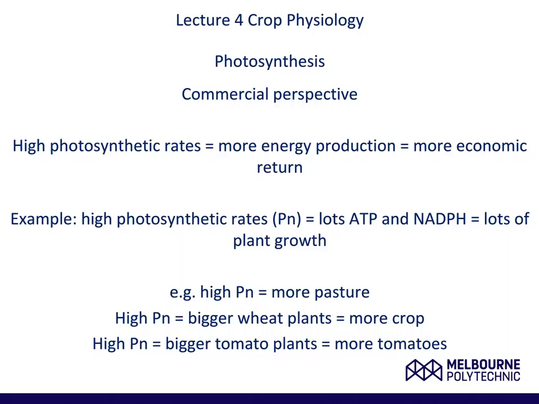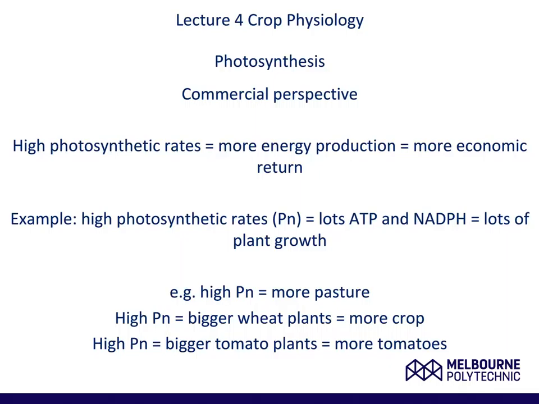So high photosynthetic rates will result in more energy production, which will result in more economic return. Now remember, energy production is in 2 forms. It's in ATP and NADPH, which are compounds of energy, but it's also in the production of the sugar glucose. Glucose can be moved around the plant and it can be made into more complex compounds, which can then be used as energy for growth.